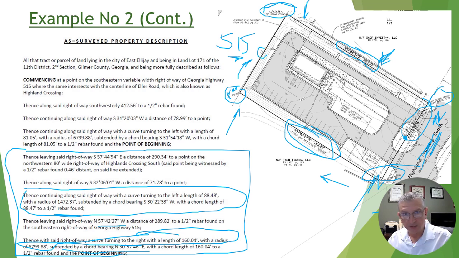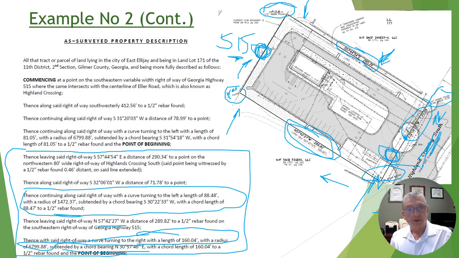This is C1. Now that's on the plat that you look at in the PDF. It's not on the screen, but you go to a curve table and we've got C1's data, just like we've got C2's data down here on Highlands Crossing. So that data is on the plat. It's just not staring at us because it's in a table.